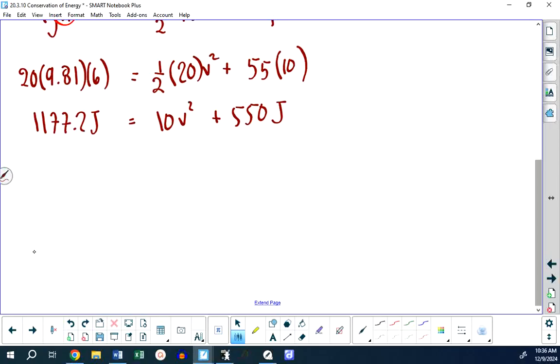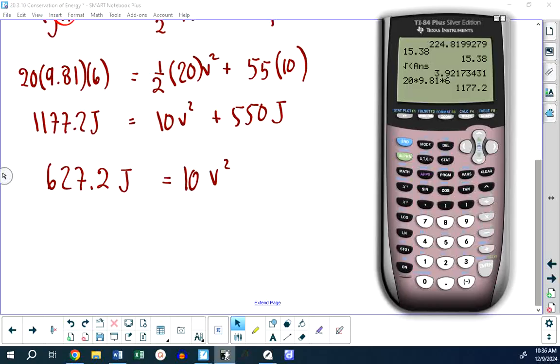So when I subtract this, that's 1180 minus 550, 627.2. Anybody want to either confirm or correct me on that? That's correct. That's the joules of the potential minus the heat, which is the joules of the kinetic energy. So we can divide that by 10 and take the square root. About 7.9 meters per second.